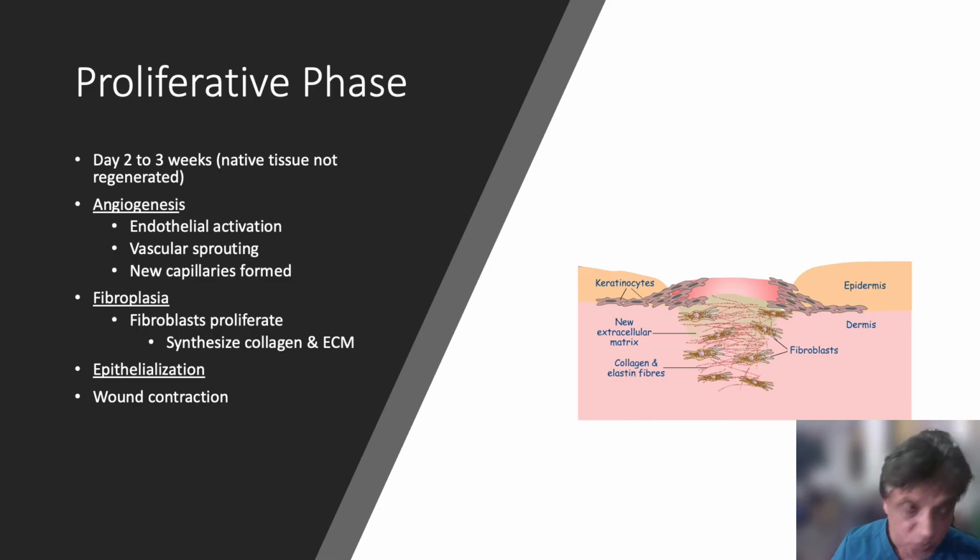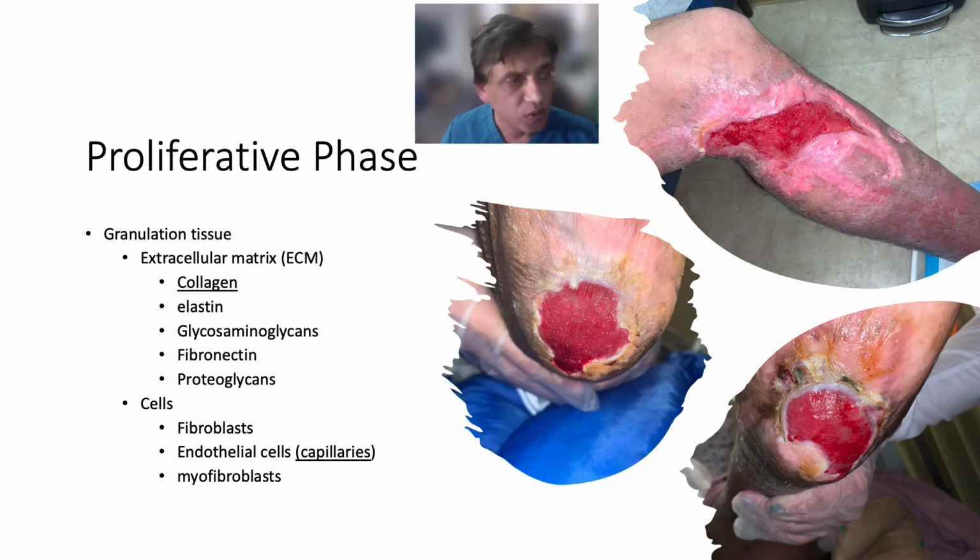And now let's look into the components of the proliferative phase. So the components of the proliferative phase are the extracellular matrix and the cells. Together, the ECM and the cells form what we call the granulation tissue. And this is the very red tissue that you see in healing wounds, as depicted by the three pictures here. The extracellular matrix consists of collagen, elastin, and other extracellular macromolecules called proteoglycans, which you can read about on the internet.